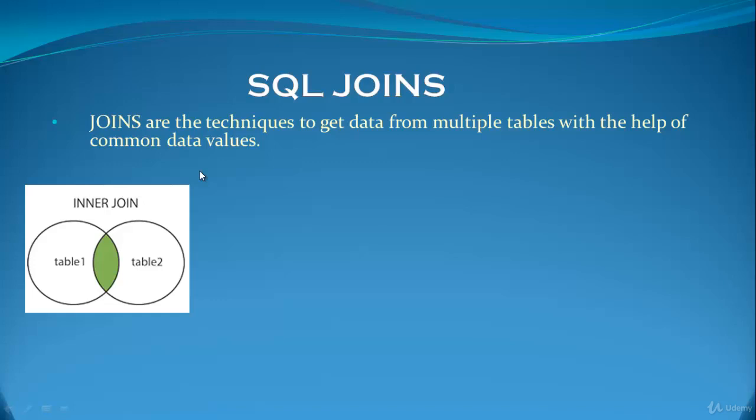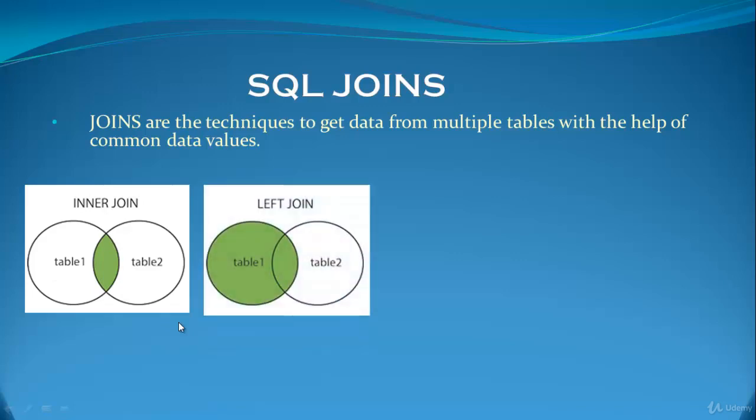Joins are the techniques to get data from multiple tables with the help of common data values. The first one is inner join. Inner join is a type of SQL join which returns the common values between two tables.